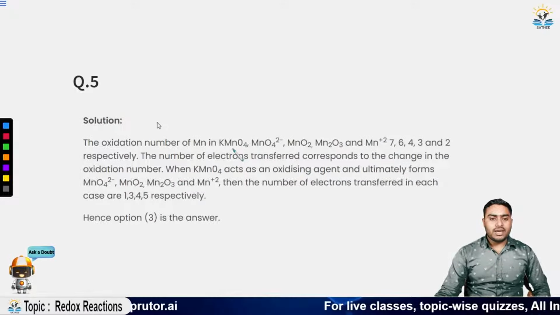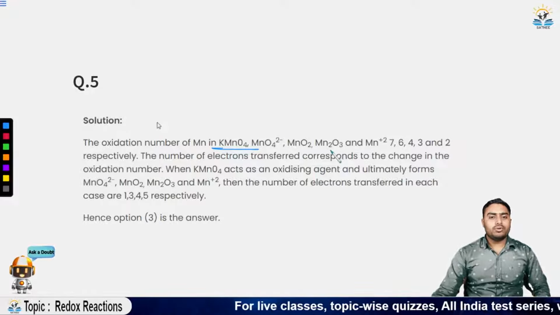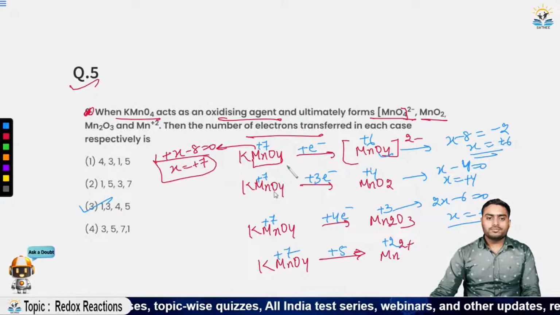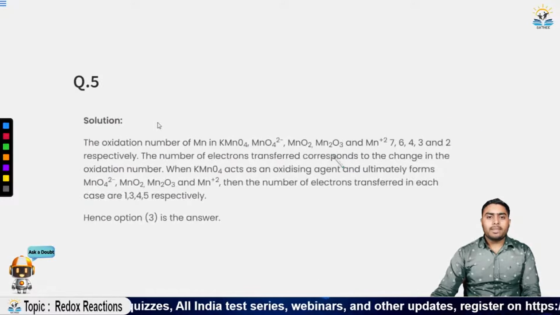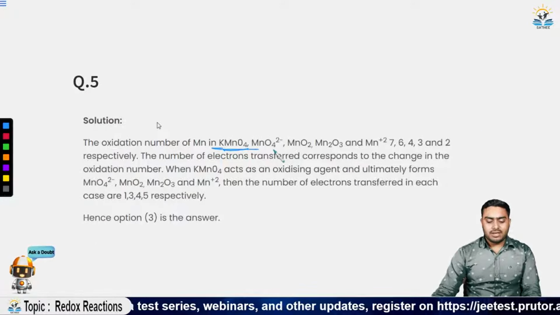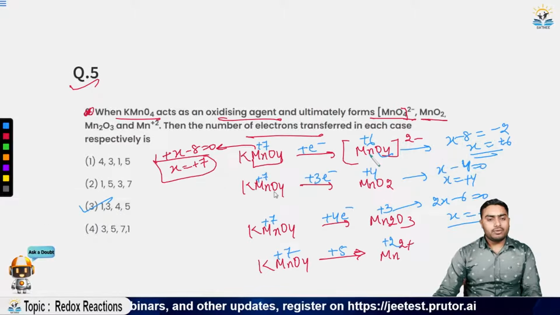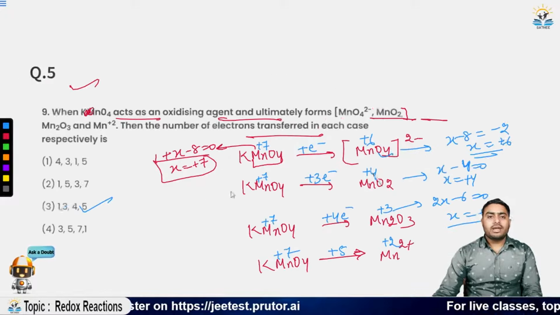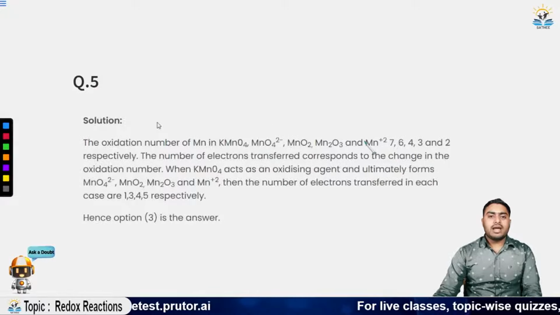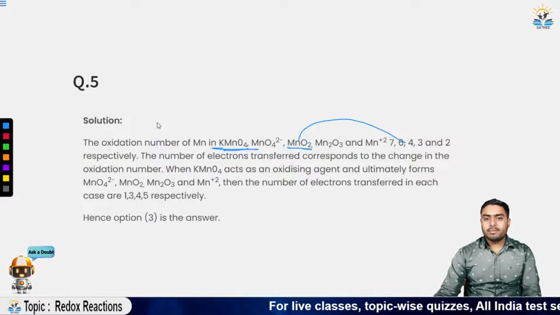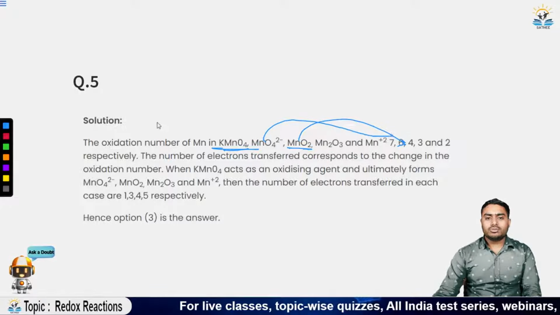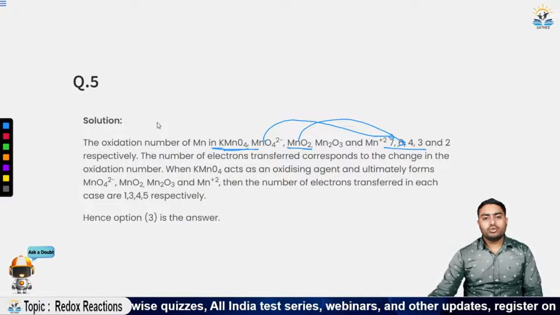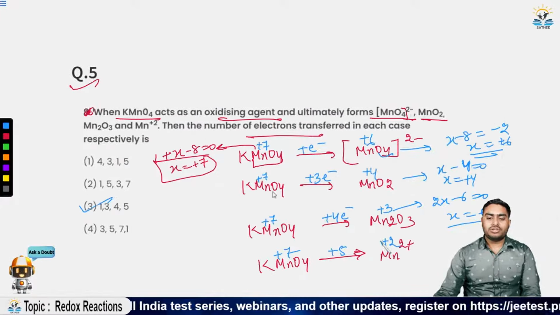The oxidation number of manganese in KMnO4, MnO4 2 negative, MnO2, and Mn2O3 is what? 7, 6, 4, 3. I already told you. In KMnO4 it is +7, in MnO4 2 negative it is +6, in MnO2 it is +4, in Mn2O3 it is +3, and in Mn2 positive it is +2.